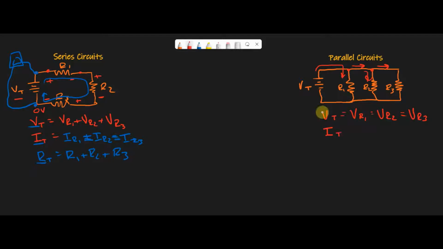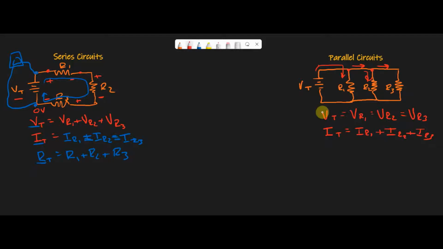So I can then say my total current, which is right here, is equal to IR1 plus IR2 plus IR3. So if I add up the current across each one of these resistors, then that will equal the total current that this circuit is drawing. And hopefully that makes sense.